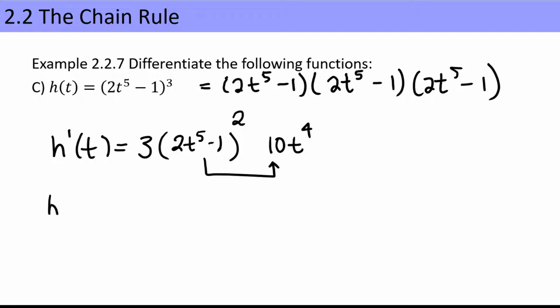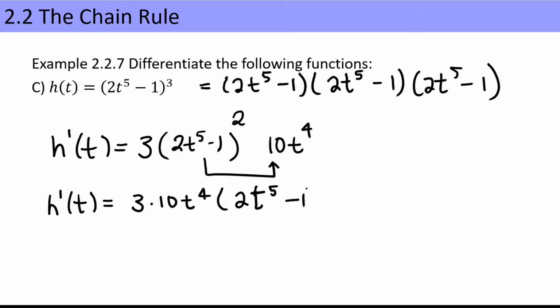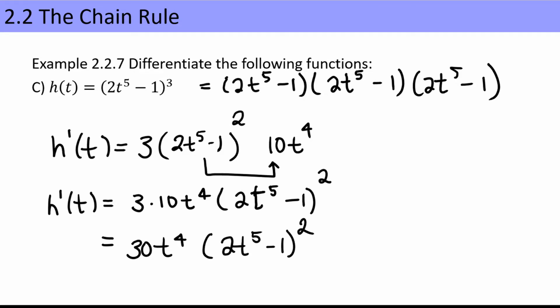So let's clean this up a little bit, and you'll have 3 times 10t to the 4th times 2t to the 5th minus 1 squared. Let's just multiply the 3 and 10 together, so we have 30t to the 4th times 2t to the 5th minus 1 quantity squared.